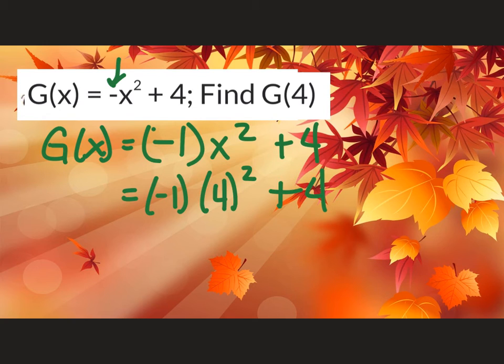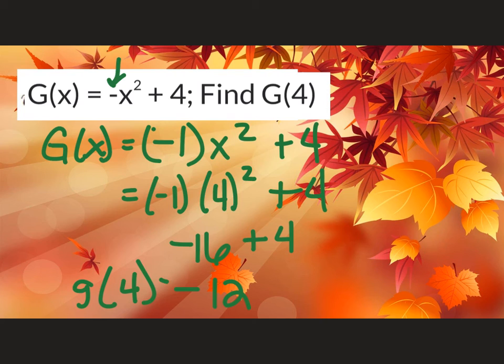So the negative 1, or that negative sign, makes the squared number negative, no matter what it is inside. So 4 squared is 16 times the negative 1 will give you negative 16. Negative 16 plus 4 is negative 12. So that brings us to g of 4. Oh, I went to a lowercase g, but you get the idea.